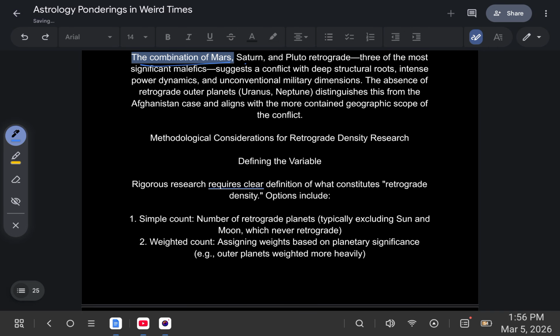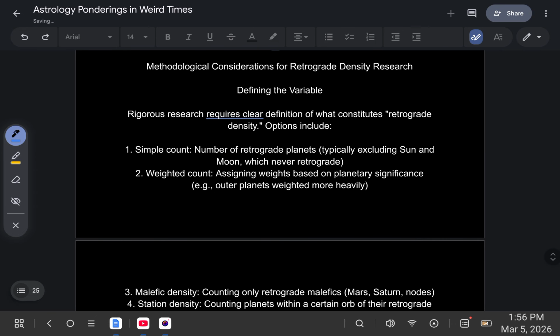The combination of Mars, Saturn, and Pluto retrograde, three of the most significant malefics, suggests a conflict with deep structural roots, intense power dynamics, and unconventional military dimensions. The absence of retrograde outer planets, Uranus, Neptune, distinguishes this from the Afghanistan case and aligns with the more contained geographic scope of the conflict.